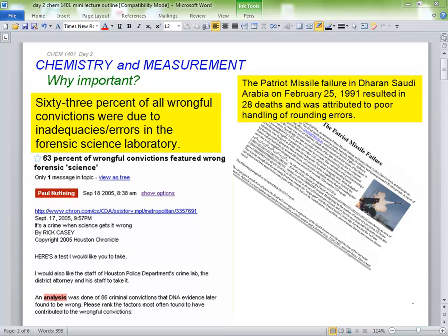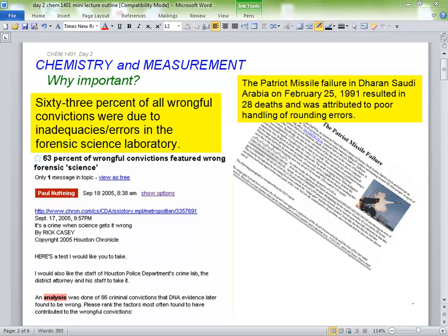So, chemistry and measurements. There are a lot of reasons to take a look at this stuff. Here are some practical ones. Like, 63% of all wrongful convictions were due to errors in the lab, right? I like this one about the Patriot missile failure, right?